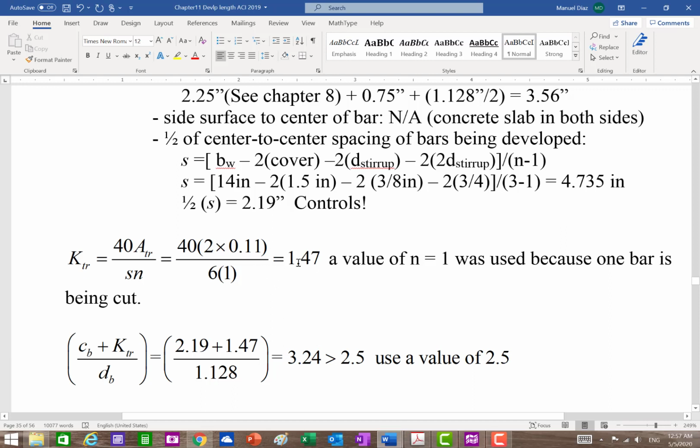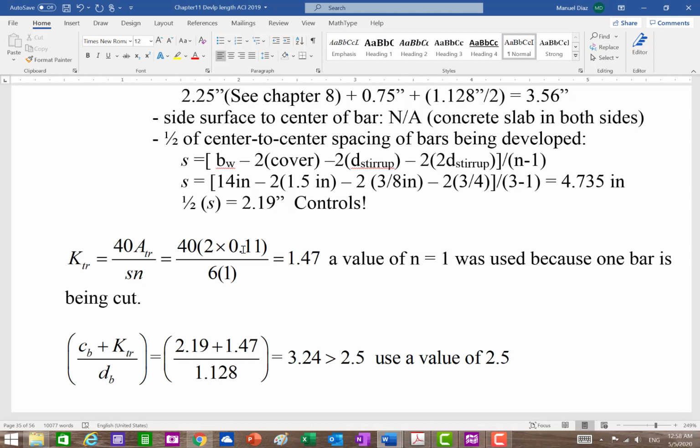I get a value of 147. The value of N1 was used because only 1 bar is being cut. So this is the number of bars being cut, and S is the spacing of your stirrup. So that gives you 324. So that puts this at 2.5. Now, if you would have done here the 0.11, which is also a valid number, since you only had the vertical option, right?